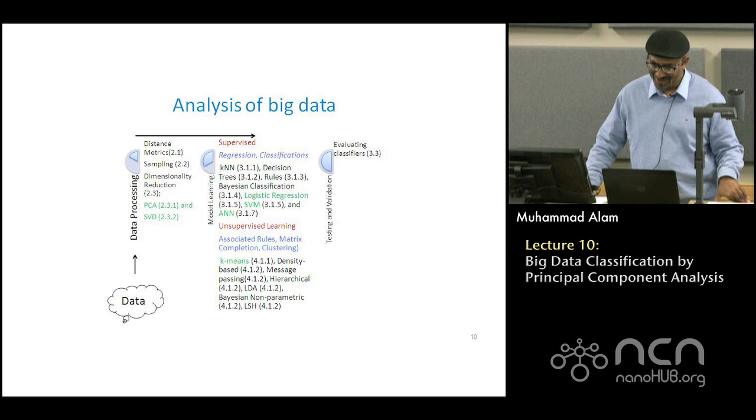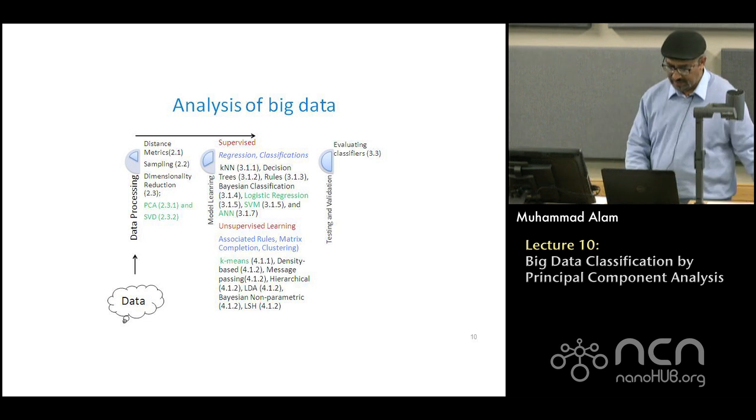Then the first thing is the data processing, and then there are a bunch of techniques. Of those techniques, the one that I'll be talking about today is dimensional reduction. So I'll be talking about principal component analysis and singular value decomposition, very closely related. I'll not be talking about these two in detail, but you can always Google them and you can find them. But the idea is similar.